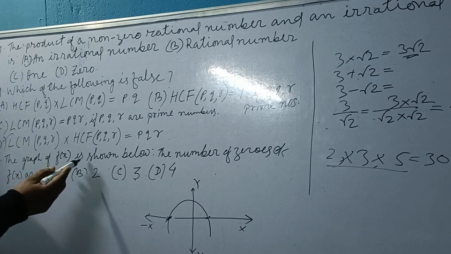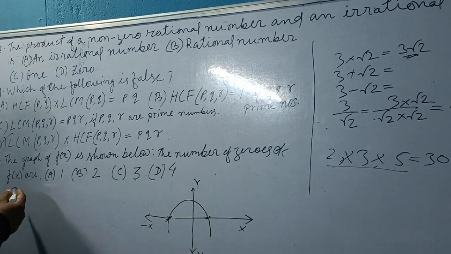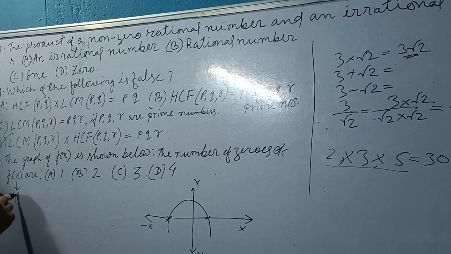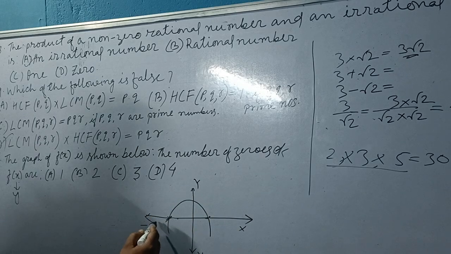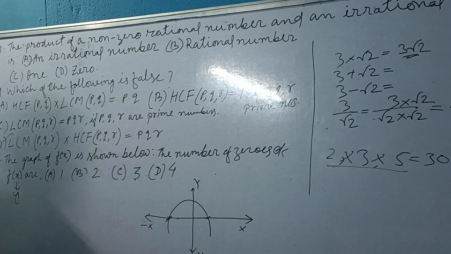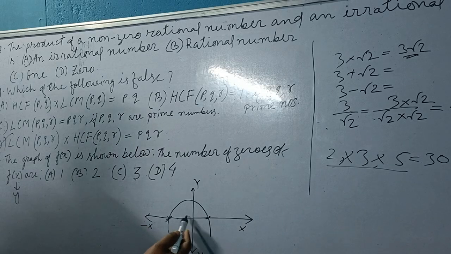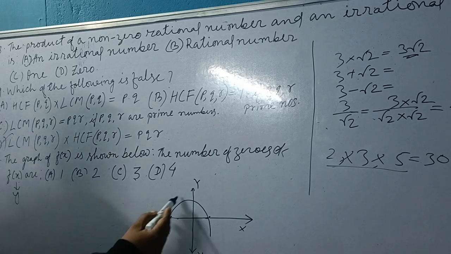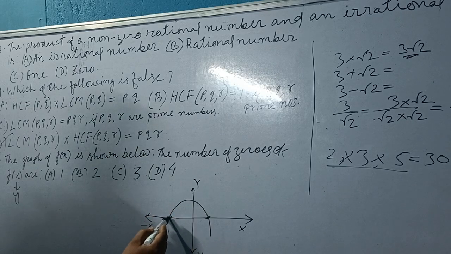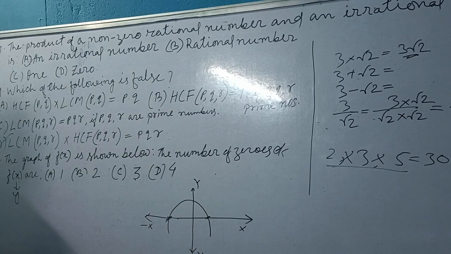The graph of f is shown below. The number of zeros of f(x), f(x) in the sense the value of y, are which? Now, this is the x-axis, this is the y-axis. So whenever a graph cuts the x-axis at some distinct points, depending on these distinct points, we find the zeros or roots. So this graph cuts the x-axis at this point and this point, two distinct points. That means it has two zeros or two roots.